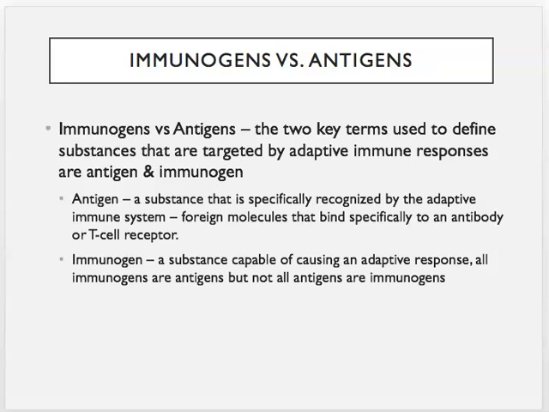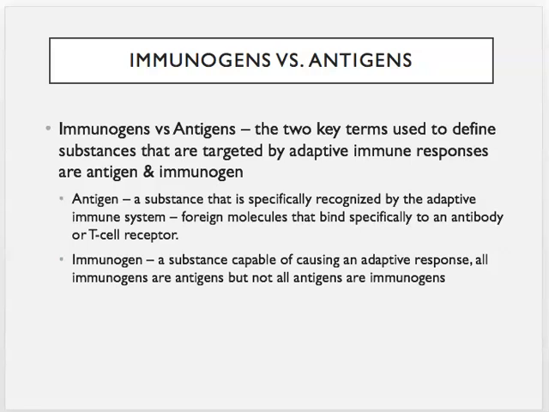Okay, so immunogens versus antigens. These are the two key terms used to define substances that are targeted by the adaptive immune responses. From the first video, we learned about innate and adaptive immune responses and how those differ. So immunogens and antigens are part of the adaptive immune response.